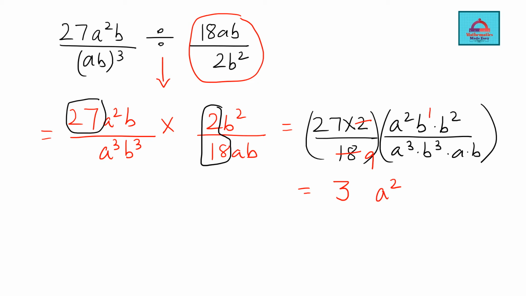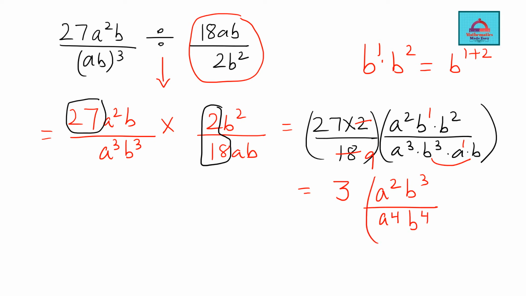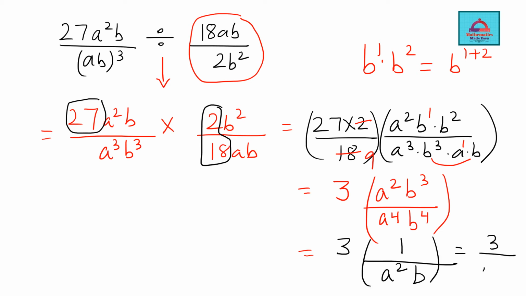Now if you look in the numerator, the power is a square. Here b1 is multiplied with b2, base is same, power is different, power is added. So this is b cube. In the denominator, a3 with a1 would give you a4. b cube with this will give you b4. So now it is easy for you to compare. So what is happening? a square will cancel with a square, you are left with a square. b cube will cancel with b, and you are just left with 1b. So numerator becomes 1, and then the final answer can be written as 3 over a square b. That's your answer.